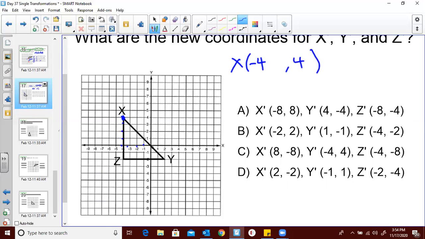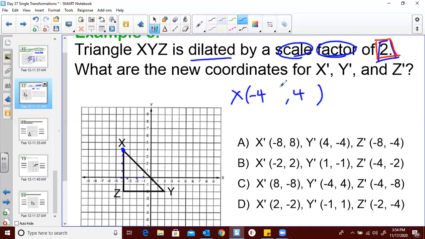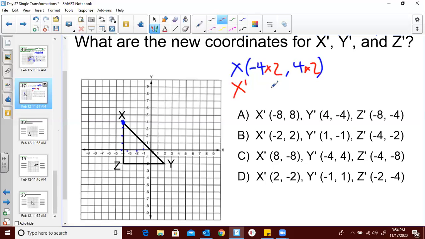All right, well, I know that my scale factor, it's in the problem, is +2. So I'm going to multiply both of these by +2. And what I will get is x prime. And my x prime will be a -8 and a +8. So when I check out my answers, I know B's not going to be good, C's not going to be good, and D's not going to be good. So A is looking pretty good.